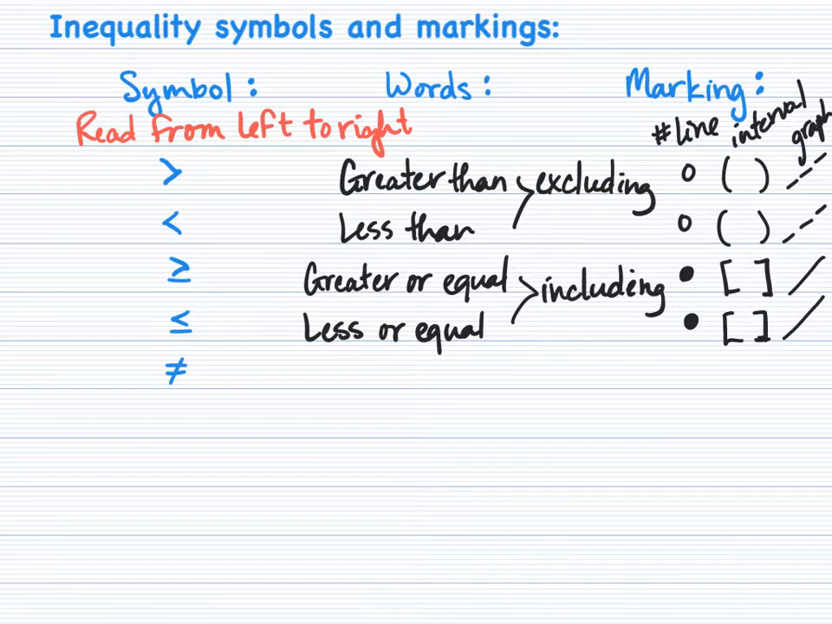Then if we're looking at a line or parabola or something like that on a graph, those are solid lines. The last one we're not really going to be working with today, but the equal sign with a slash through it simply means that they're not equal.